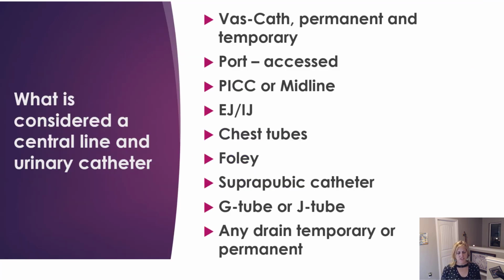What's considered a central line and urinary catheter? So a vas cath, either permanent or temporary. A port when it's accessed. A PICC or midline. We actually do a CHG wipe for patients with midlines, even though I think the true definition of a central line is not considered, a midline is not considered a true central line. An EJ or IJ. Chest tubes, Foleys, suprapubic catheters, G tubes or J tubes, and any drain, temporary or permanent. If you're not sure, ask your charge nurse, and if you can't find your charge nurse, give them a CHG bath. It's not going to hurt.